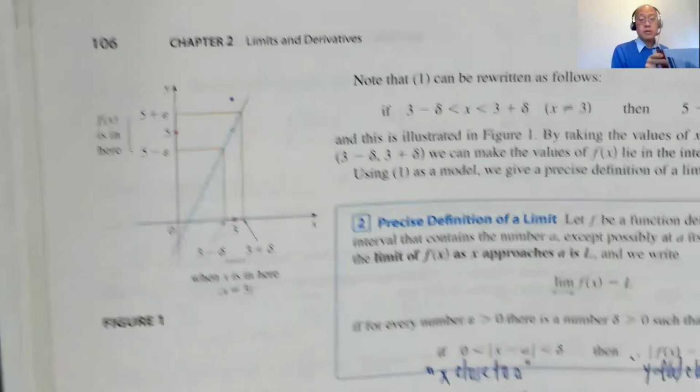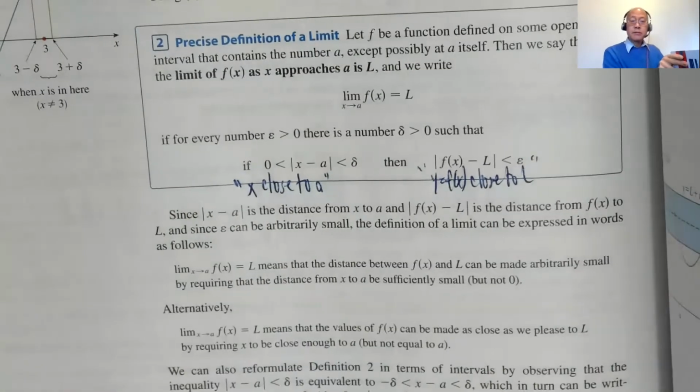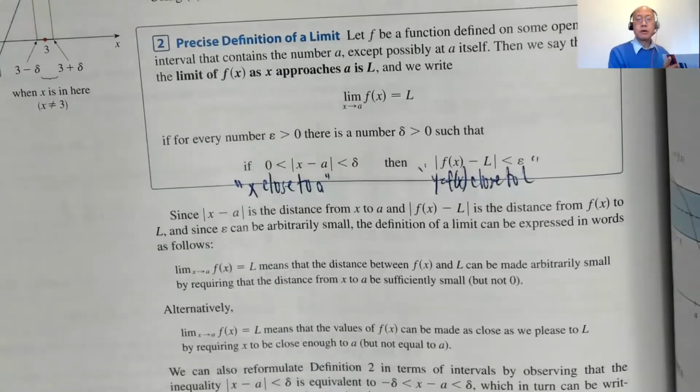This is section 2.4 on the precise definition of a limit. Okay, so on page 106, here's a precise definition. So what do you want to put on your formula sheet?